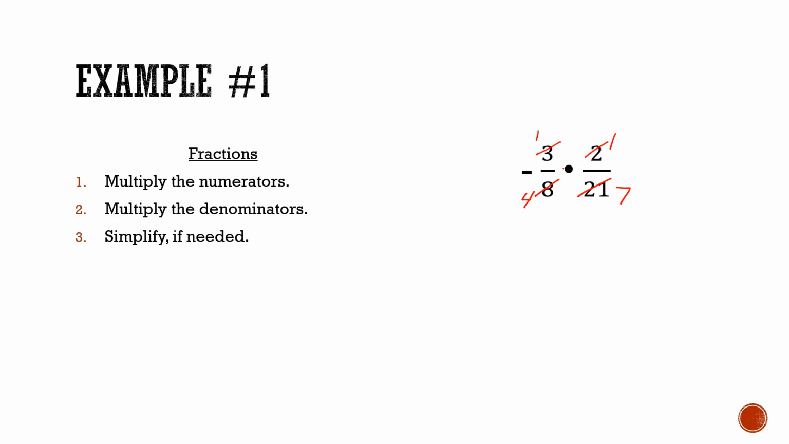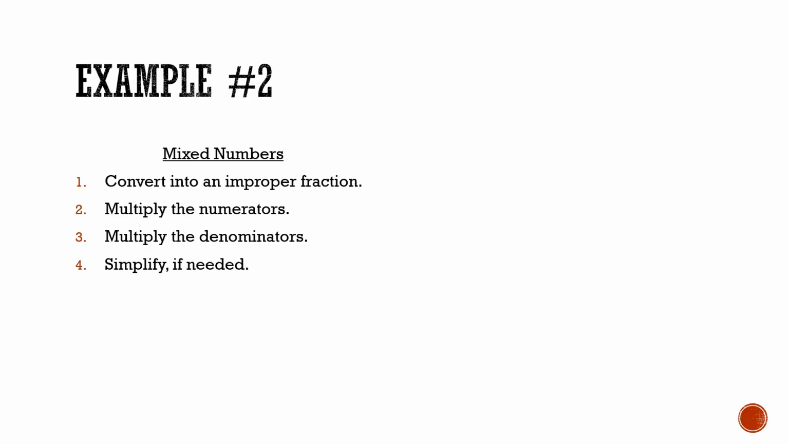Okay? And from there, a negative times a positive is a negative, and when we multiply our numerators and our denominators, we get negative 1 over 28, because 1 times 1 is 1, and 4 times 7 is 28. So very simple. All right, in the next example, we're going to look at mixed numbers.